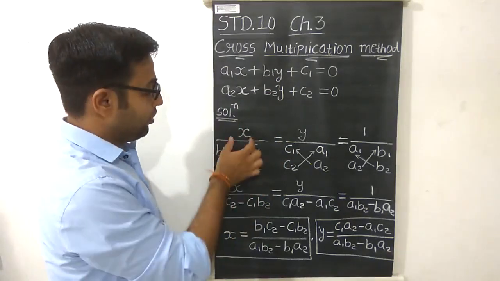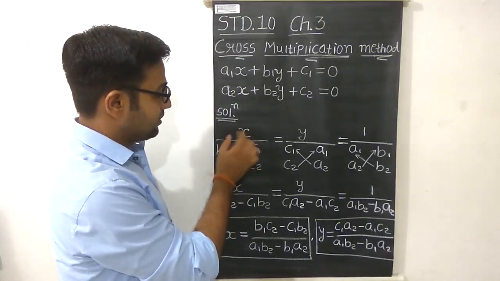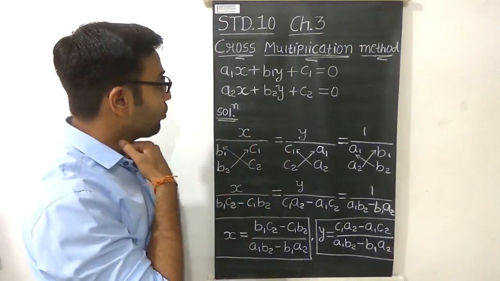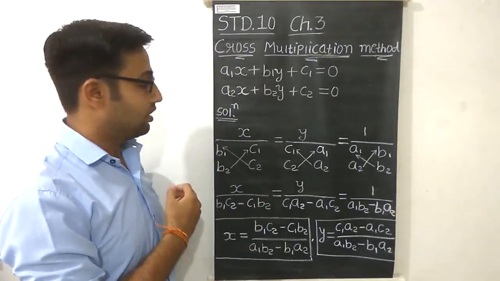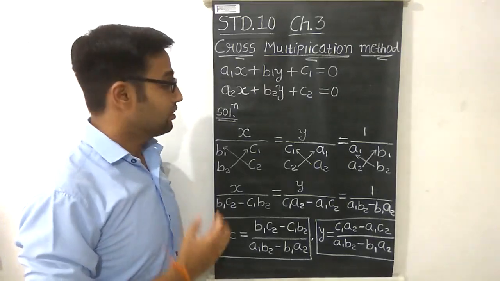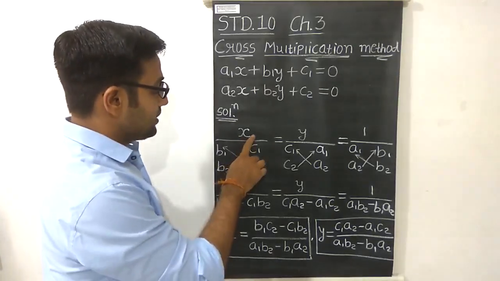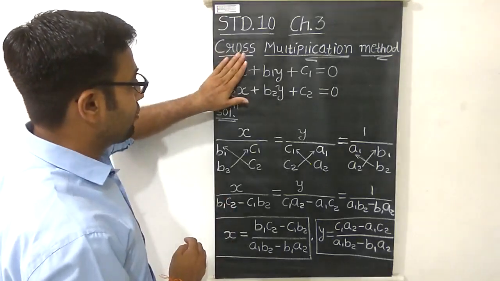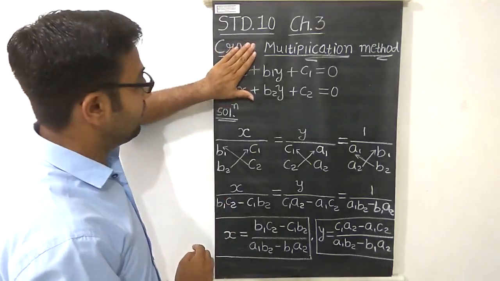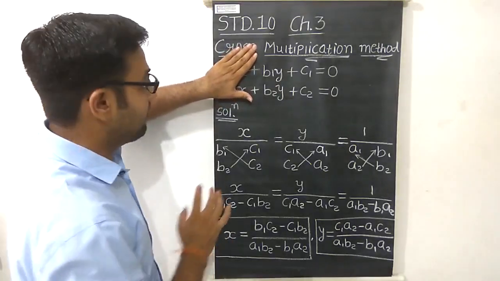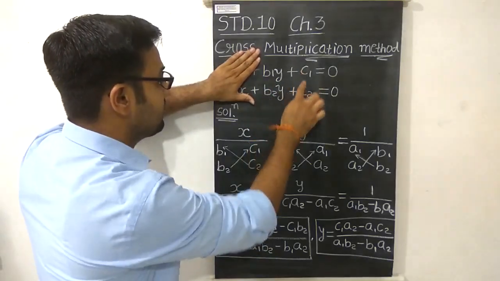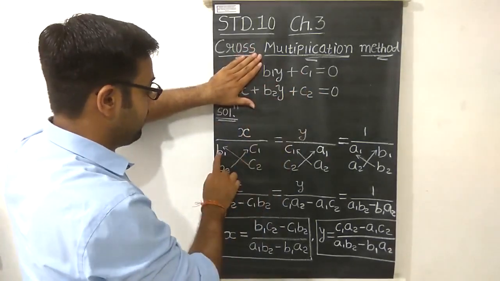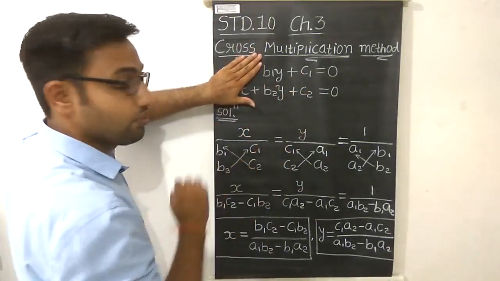First of all you take x, then in the denominator of x you have to write the coefficients and constants. So how to write it? Suppose x is the variable, then you cover the x column. Then what coefficients and constants remain? There are b1, b2, c1, c2. So these four you have to write down here: b1, b2, c1, c2.